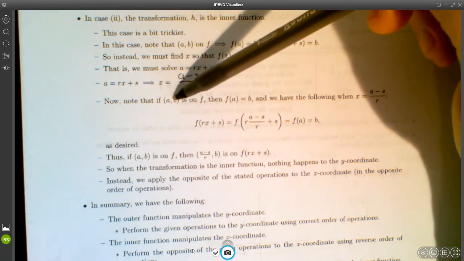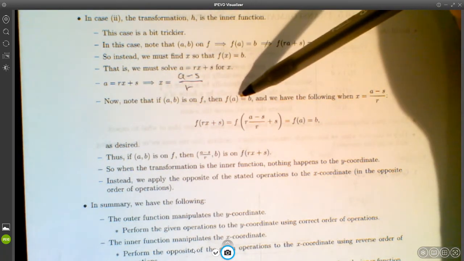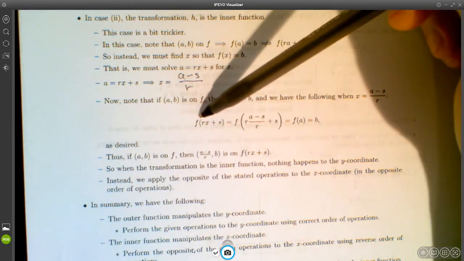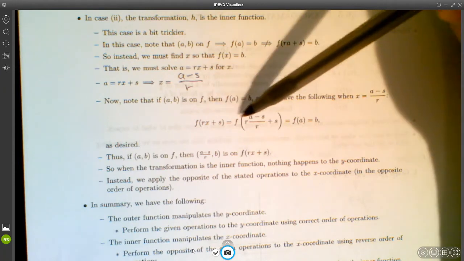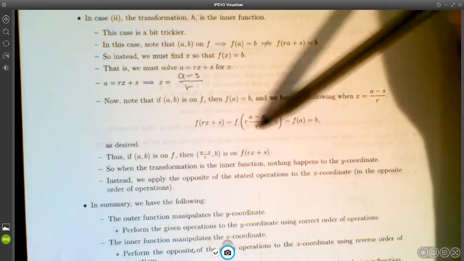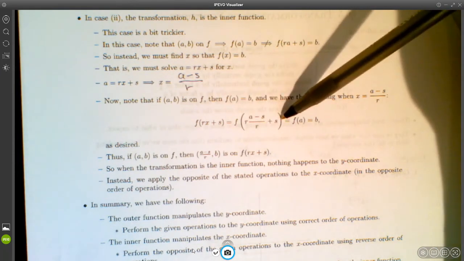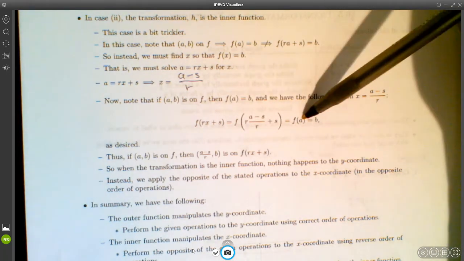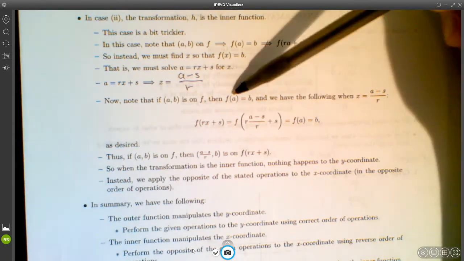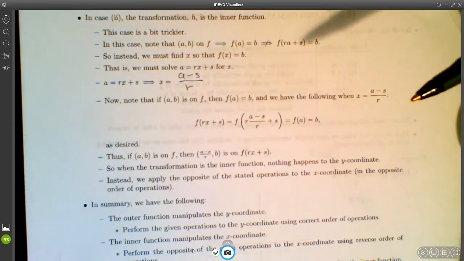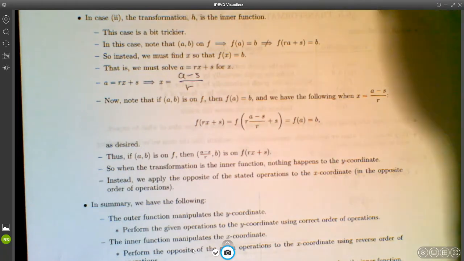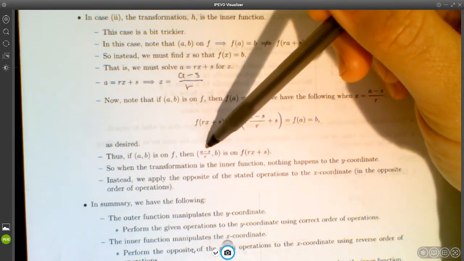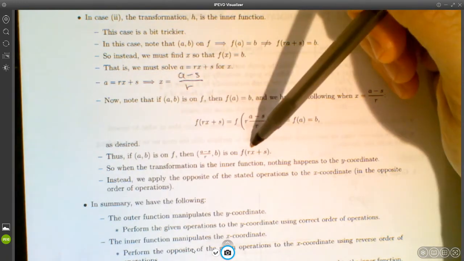If a, b is on f, then f of a equals b. And when x equals a minus s over r, we would get f of rx plus s would be f of r times a minus s over r, plus s. The r's would cancel, then the s's would cancel, and you would be left with f of a. And we know that f of a equals b. So, putting it all together, if a, b is on f, then a minus s over r, b is on f of rx plus s.